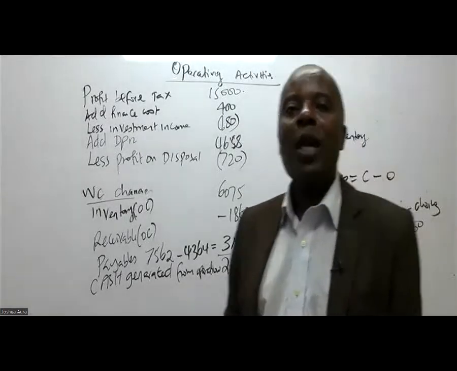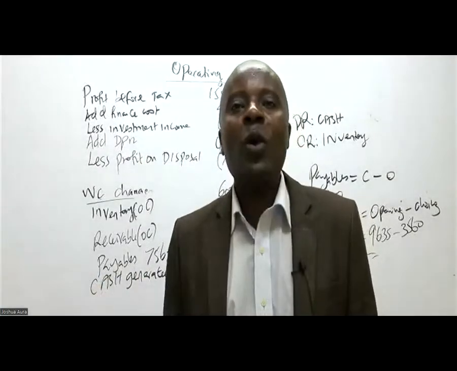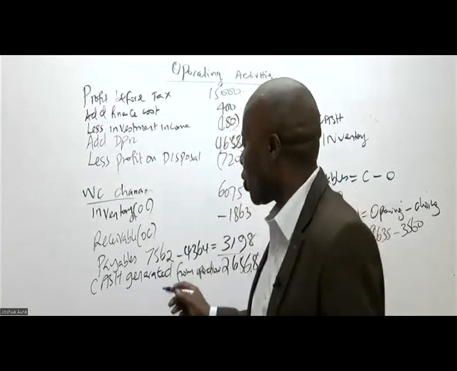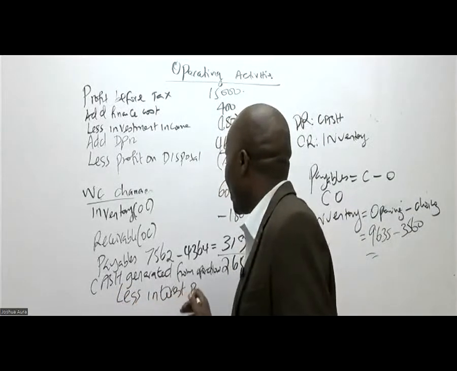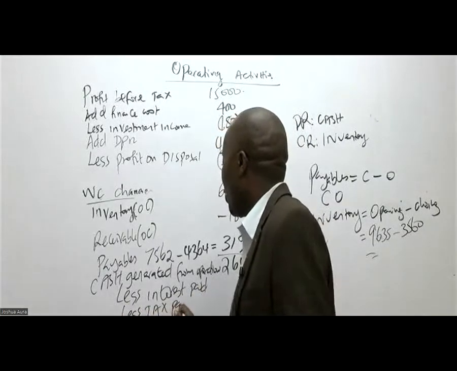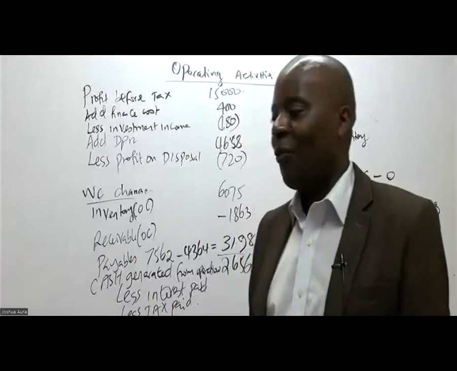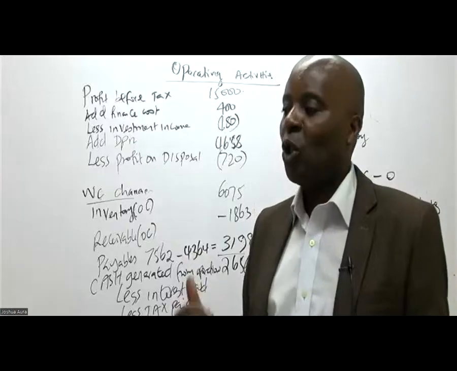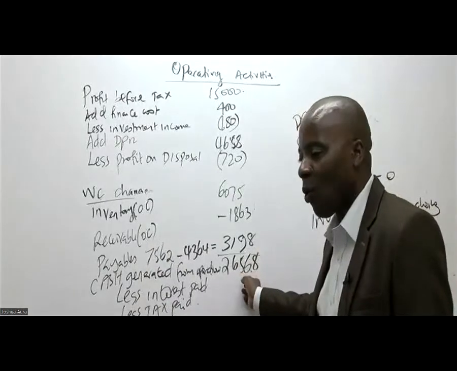Once you get the cash generated from operations, you'll be required to pay two things out of this. You'll be required to pay tax and what here? Interest. So less interest paid, and the tax paid. You are required to deduct interest paid and tax paid from your operating cash flow.